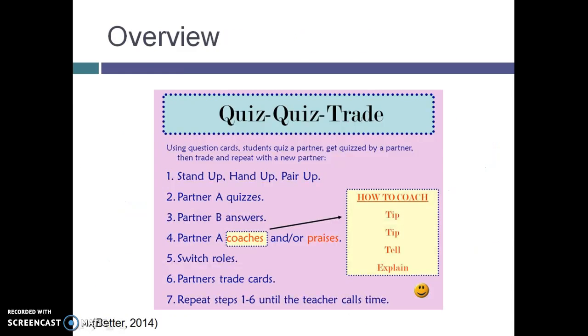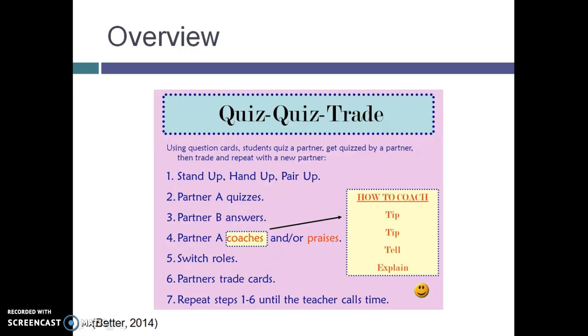So an overview of quiz, quiz, trade. Using question cards, students quiz a partner, get quizzed by a partner, then trade and repeat with a new partner. 1. Stand up, hand up, pair up.